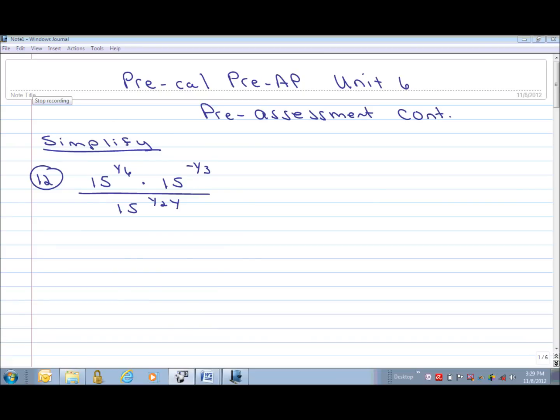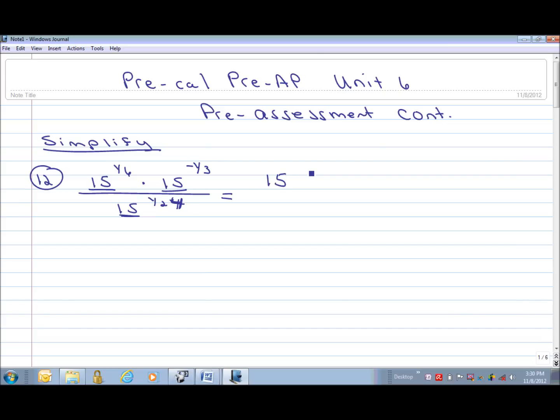Okay, Bearcats, let's continue our pre-assessment. We're on problem number 12. When we've got same bases and we're multiplying, we're going to add the exponents, and then of course when we have the same base and we're dividing, we'll subtract. Let's go ahead and combine the top first. Or go ahead and just maybe switch them all to a common denominator of 24. It looks like between the three of them, the denominator would be 24. Let's do that first. It'll make things really easy for us.